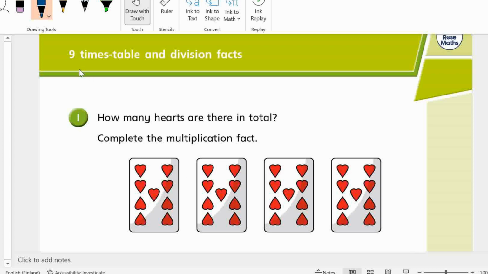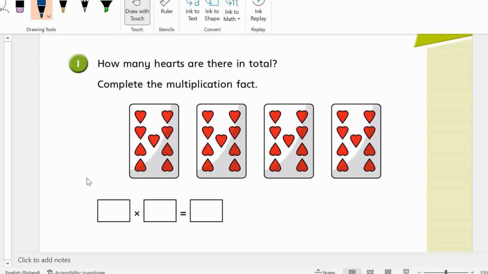Today we're going to be doing 9 times table and division facts. How many hearts are there in total? Complete the multiplication fact. Now, of course, we're doing the 9 times table, so each card has 9 on it. What is the equation we have to do? What do we have to fill in here? 9 times 4, right? 9 times 4, and what does that give us?